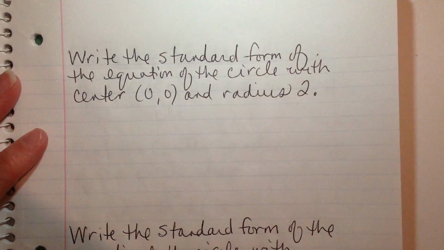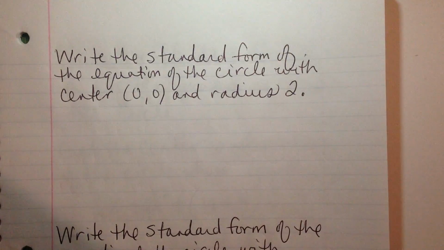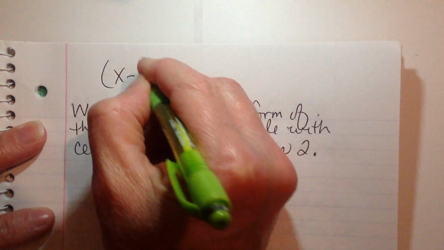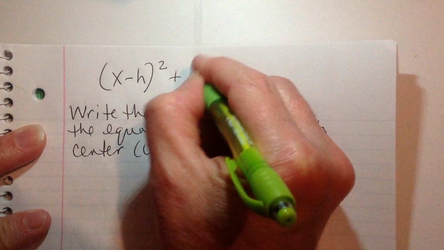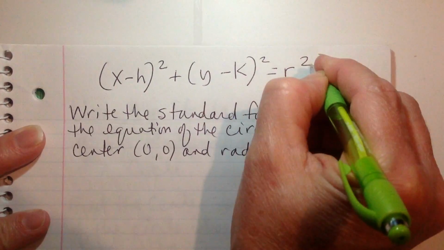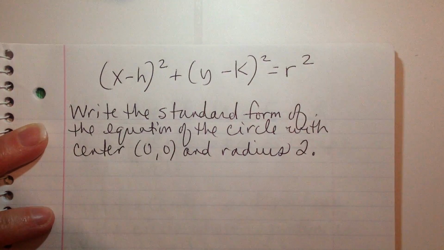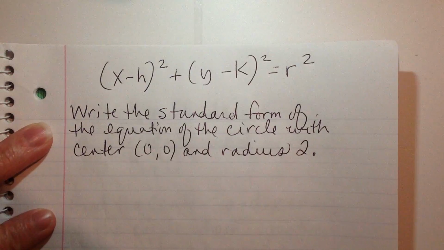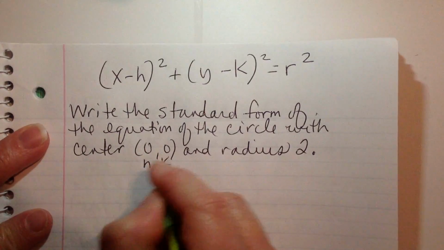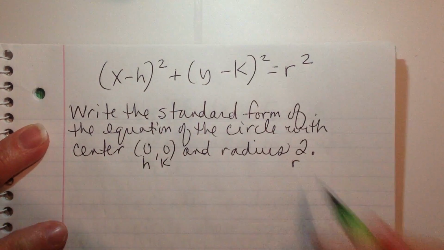So let's look at an example using these formulas. We have been asked to write the standard form of the equation of a circle with center (0, 0), the origin, and the radius 2. Now let's remember that formula. (x minus h) squared plus (y minus k) squared equals r squared. That is the standard form of the equation of a circle. Remember, your center is (h, k) and your radius is r.